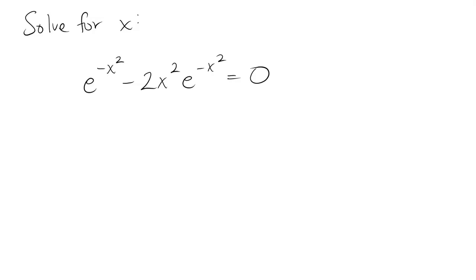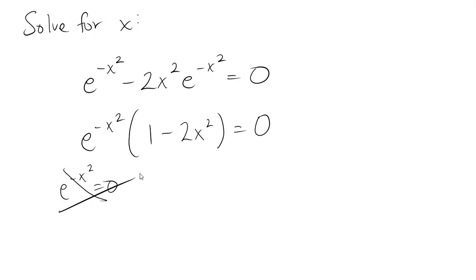Okay. Unlike the previous problems, we can't pull out any coefficients, but we can pull out an e to the minus x squared. When we pull that from the first term, it leaves behind a 1, and when we pull it from the second term, it leaves behind a minus 2x. So we have e to the minus x squared equals 0, which we know doesn't have any solutions. When you raise e to a power, you can't get 0. We also have 1 minus 2x equals 0.